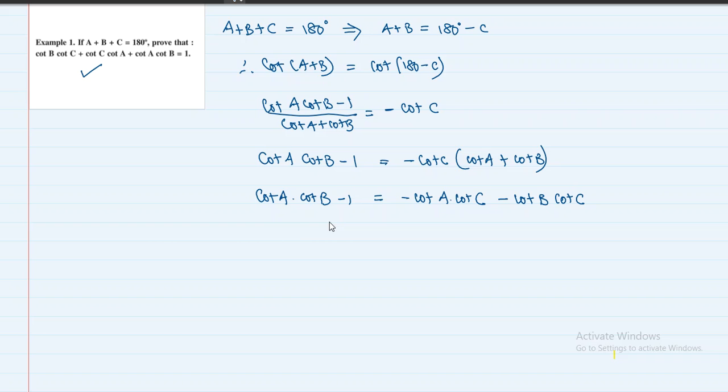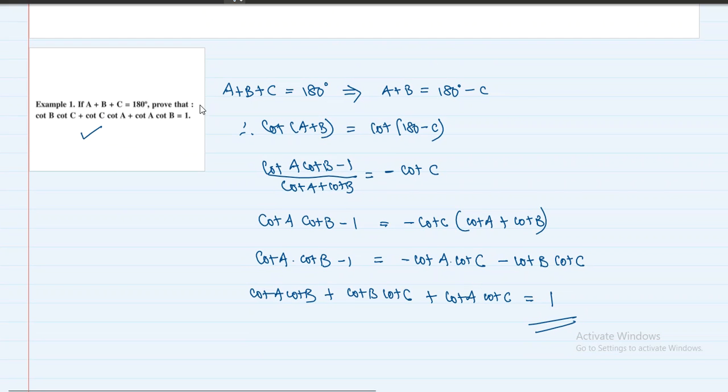Now if we take everything on one side, we get cot a cot b plus cot b cot c plus cot a cot c is equal to 1, right? And that's what we needed to prove, if you remember. So we used this given condition, a plus b plus c is equal to 180 degree, and we solved it. So this is how you solve this kind of question.